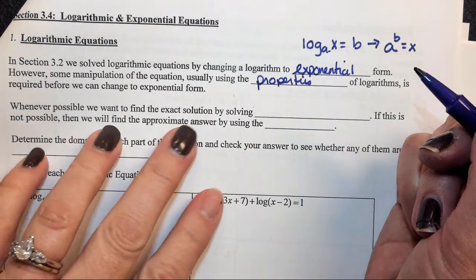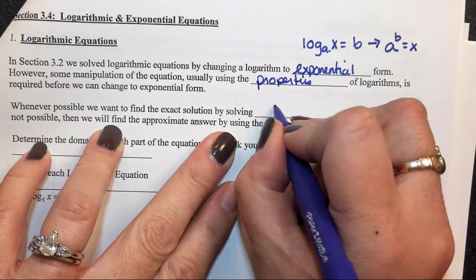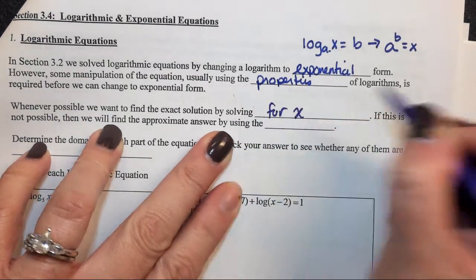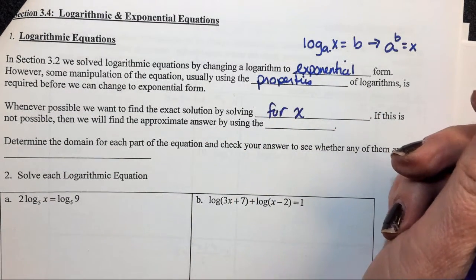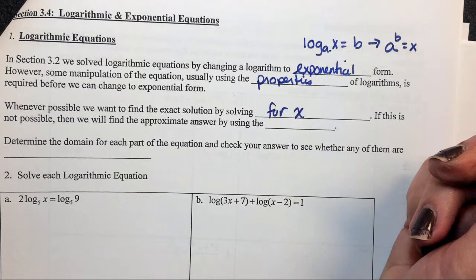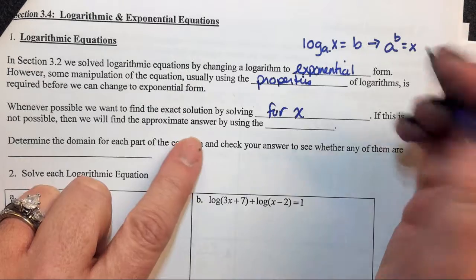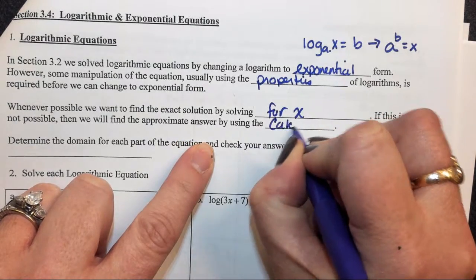Again, whenever possible, we're going to find the exact solution by solving for x. So we're going to leave things in exact form. There are some log equations that you have to use your calculator for, and that's when we'll get an approximate answer by using the calculator.